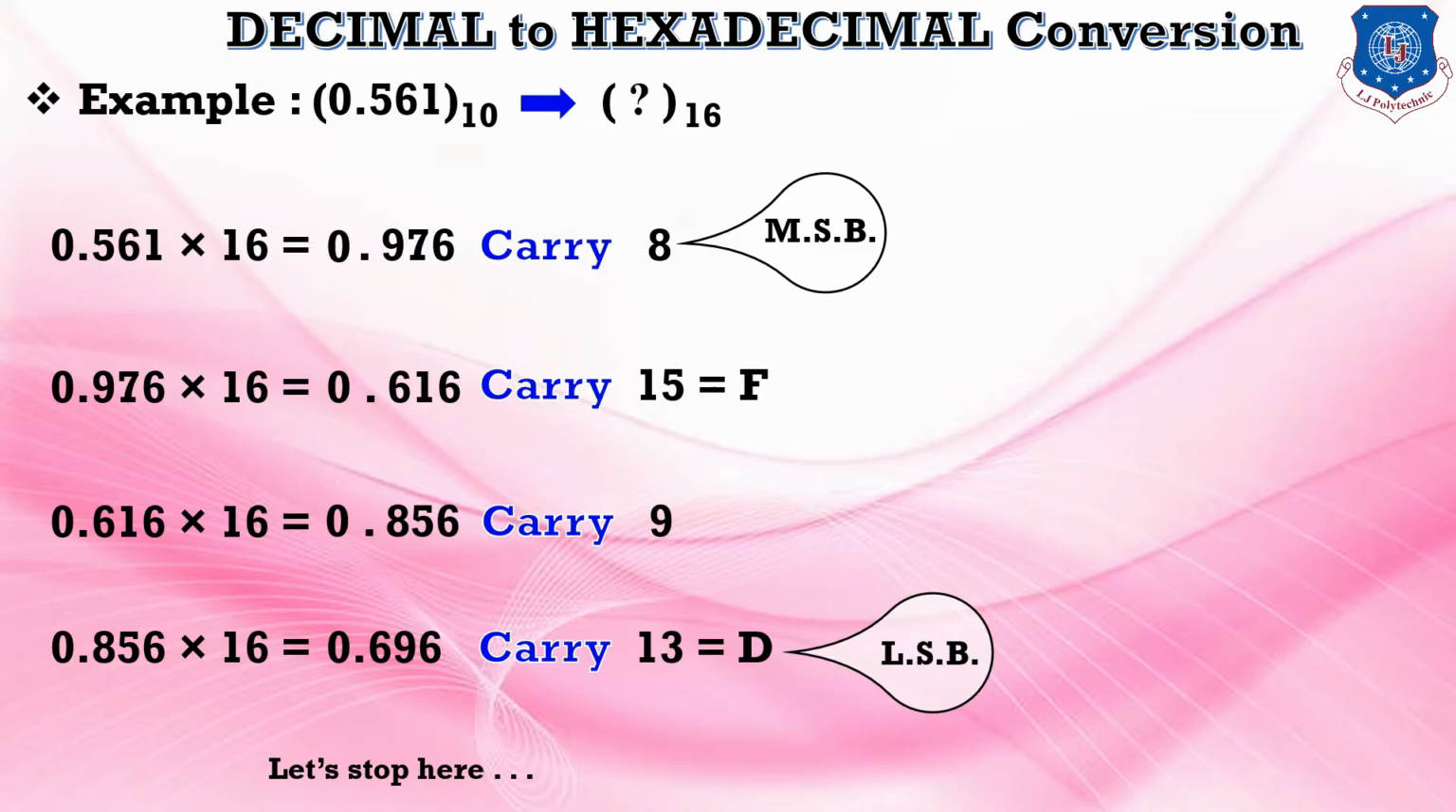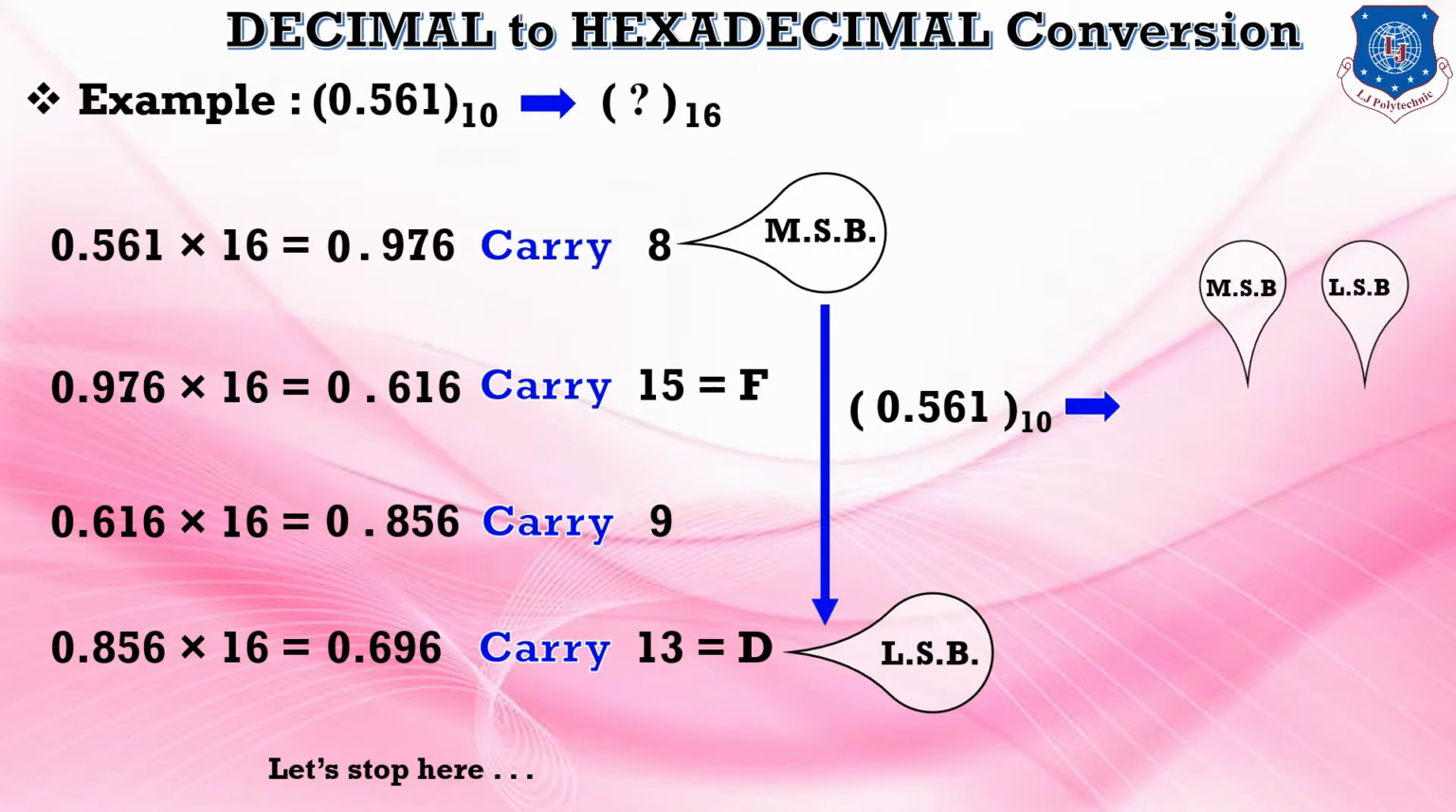Dear students, listen carefully. In conversion of a fractional value, the position of LSB and MSB is changed compared to an integer value. Here, MSB is assigned to the uppermost digit and LSB is assigned to the lowermost digit. Here, this arrow indicates the position of digits for the answer. As you can see here, the decimal number 0.561 is converted into 0.8F9D as a hexadecimal number. Dear students, for your more practice, I will show you another example.